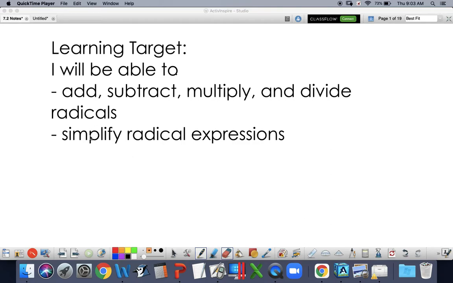So we have a couple of learning targets. The second one that I have listed here is simplifying radical expressions. Throughout the entire unit of our first four sections, 7.1 to 7.4, we're going to continually be simplifying different radical expressions. It's part of every section's learning target because I know we're going to continually need practice with it. One of the newer things that we're going to learn today is adding, subtracting, multiplying, and dividing radicals.